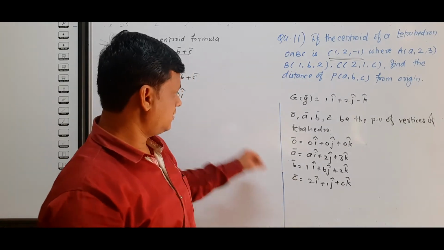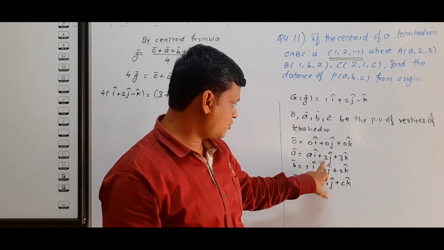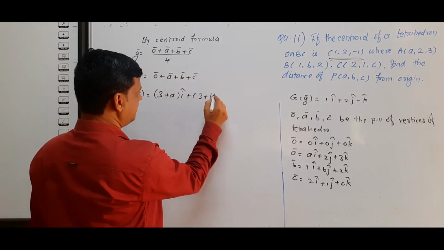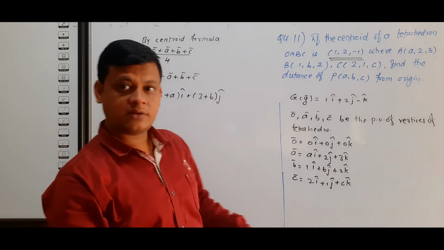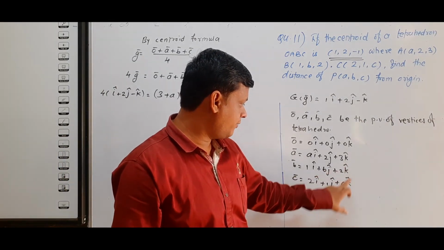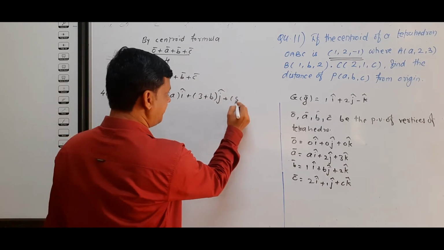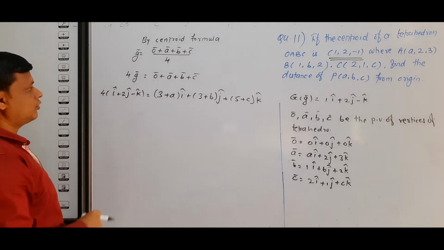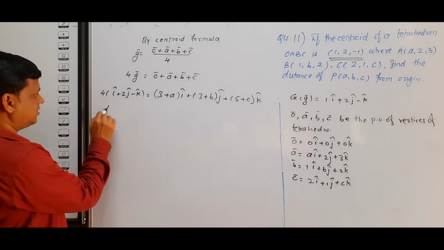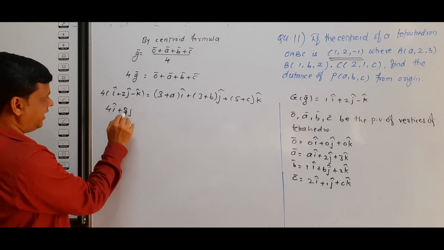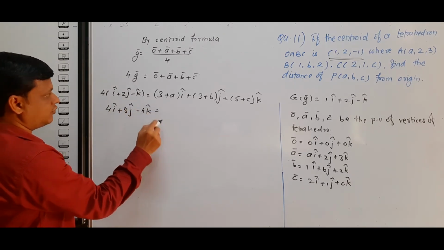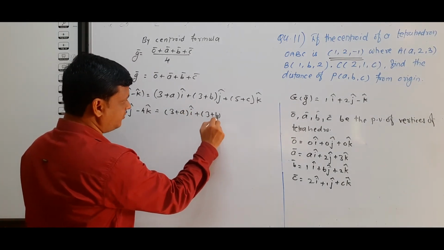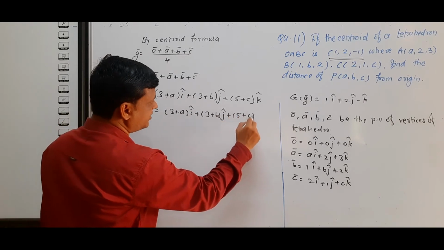Then J unit vectors: 1 plus 2 is 3, 3 plus B. So we write here (3 plus B)J cap. Then 2 plus 3 is 5, 5 plus C. So we write here (5 plus C)K cap. So multiplying by 4, we get in LHS 4I plus 8J minus 4K is equal to (3 plus A)I plus (3 plus B)J plus (5 plus C)K.